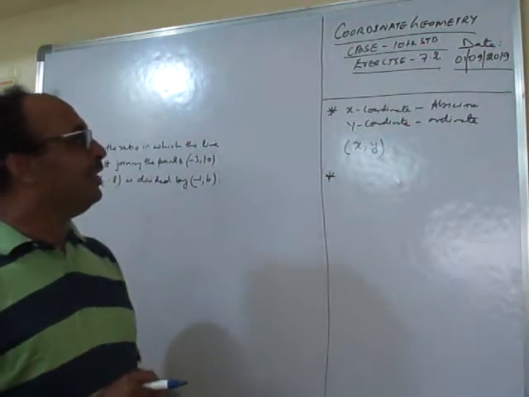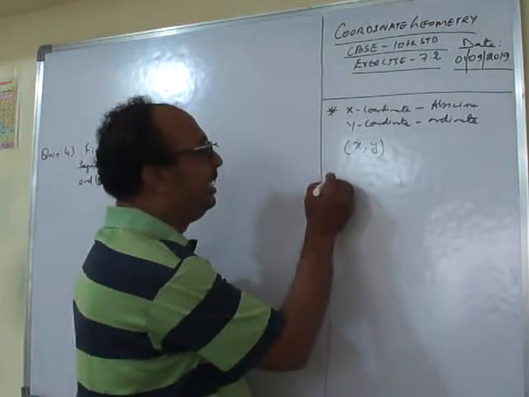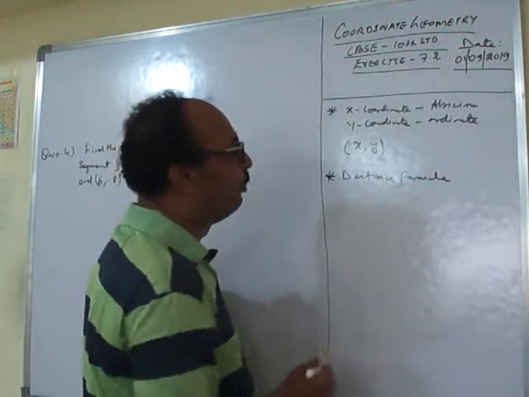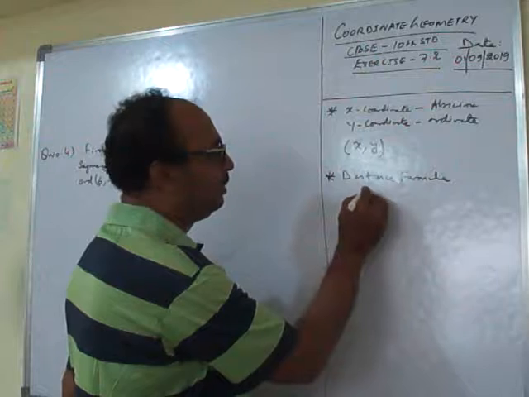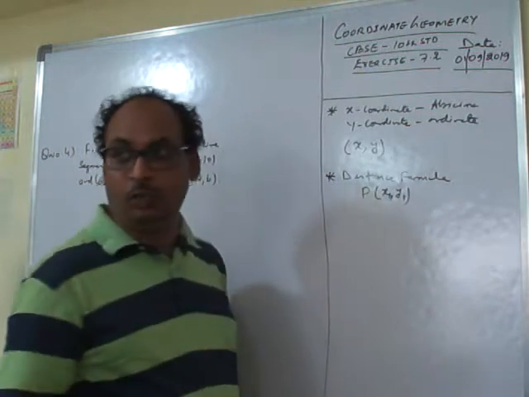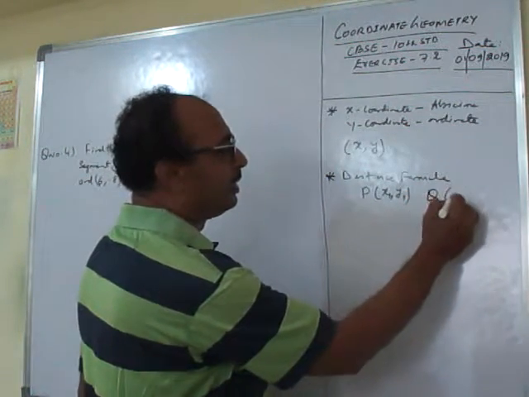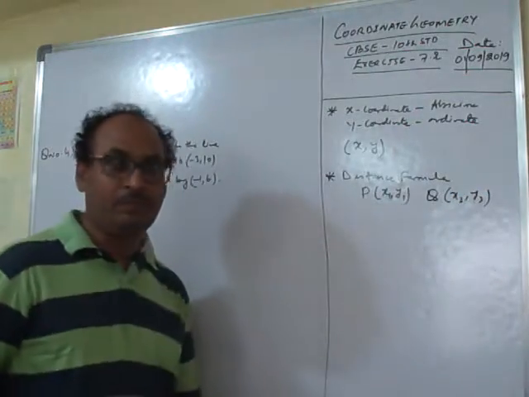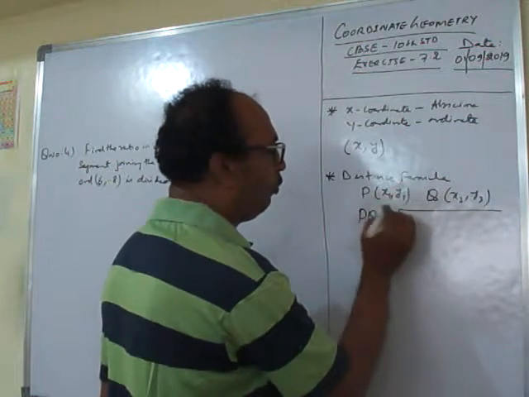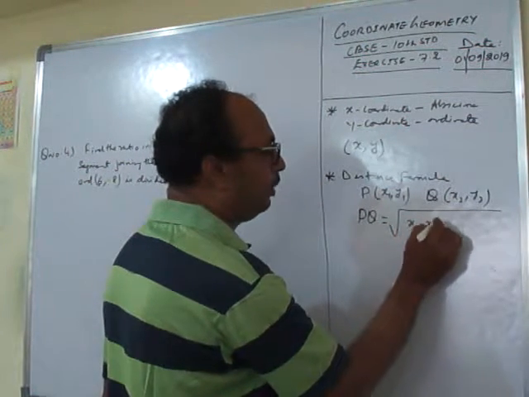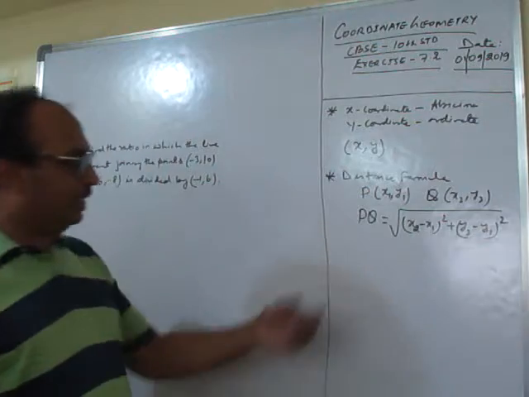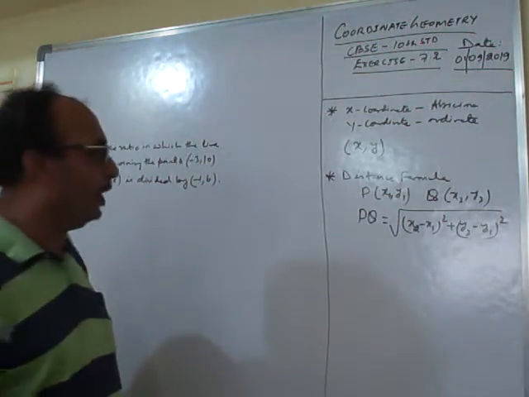Then we studied the distance formula, in which we found the distance between 2 points. Suppose P has coordinates x1 and y1, and Q has coordinates x2 and y2. Then the distance PQ is equal to the square root of (x2 minus x1) whole square plus (y2 minus y1) whole square. With this formula we found the distance between 2 points.